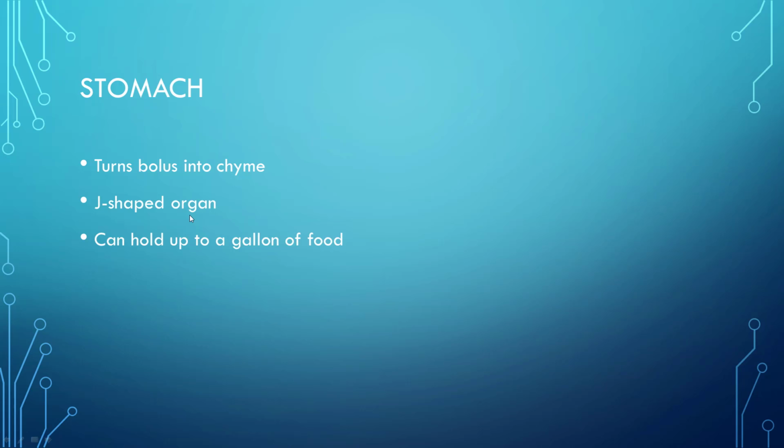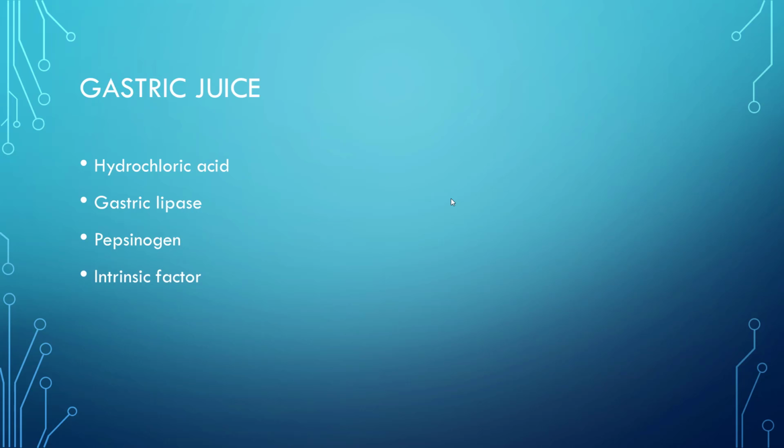It's a J-shaped organ. Keep in mind the presentation of the stomach can vary based off the height of the individual. So if someone is taller, the stomach tends to sit a little more vertically. If someone's shorter, it tends to have more of a horizontal type presentation. And your stomach, it can hold up to about 1 gallon of food. So please keep that in mind in times like Thanksgiving. You can hold so much food in the stomach that it could actually cause breathing to feel a little labored.